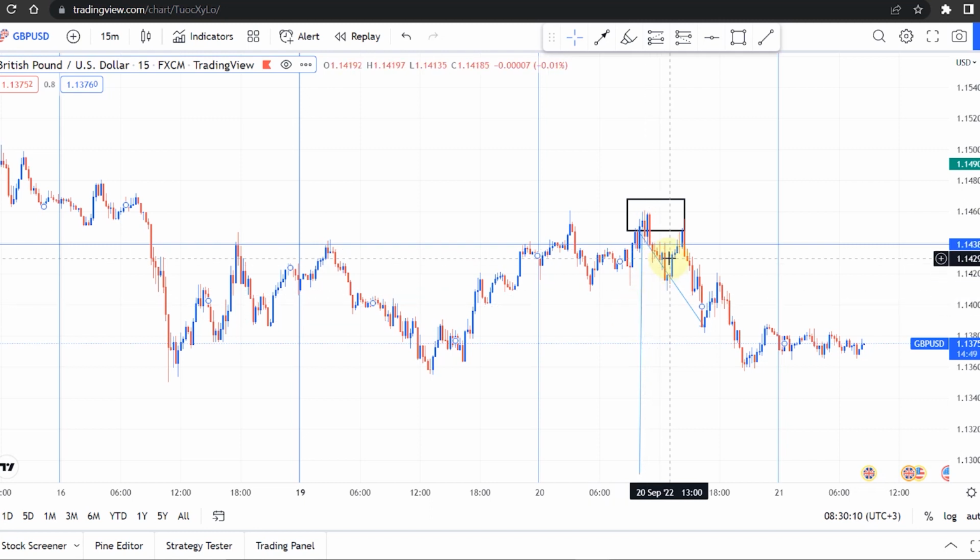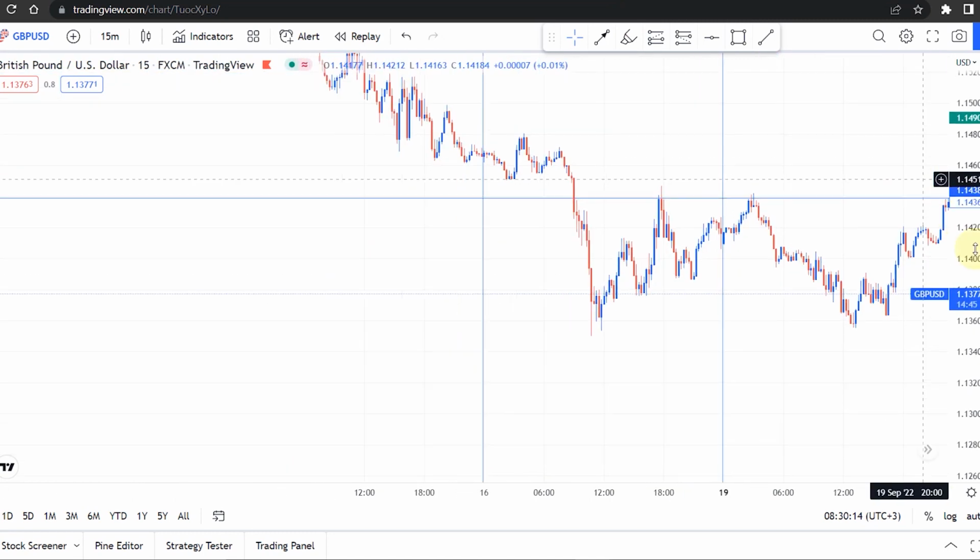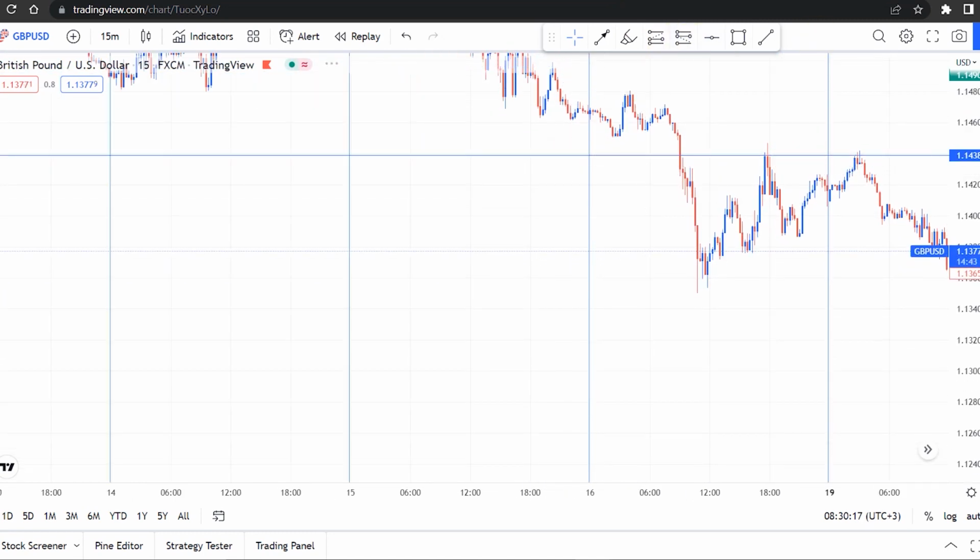Right now, our point is to just catch these moves. Like I said, every time before the London session opens up, here's what we always see. Initially we could see a market movement this way.